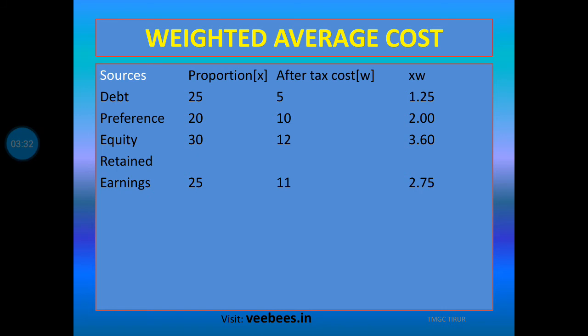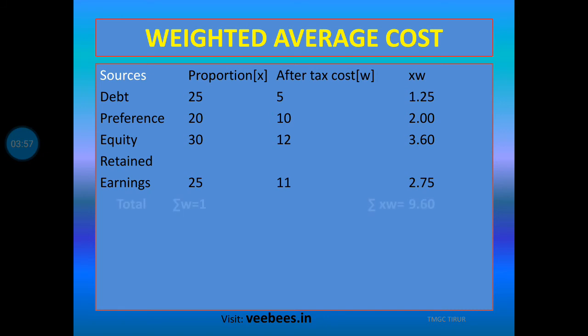XW is 5% into 25%. 25% of 5% is 1.25%. 10% of 20% is 2%. 12% of 30% is 3.6%. Then 11% of 25%, 2.75.